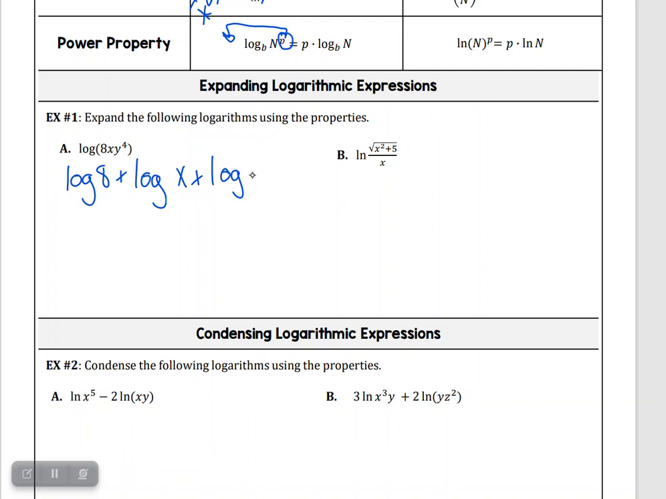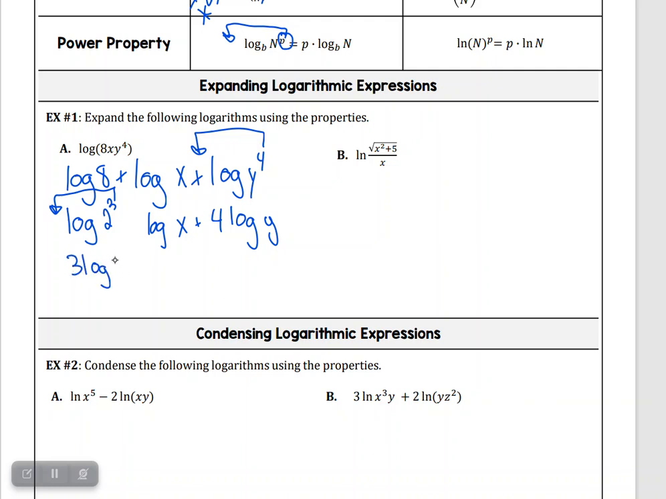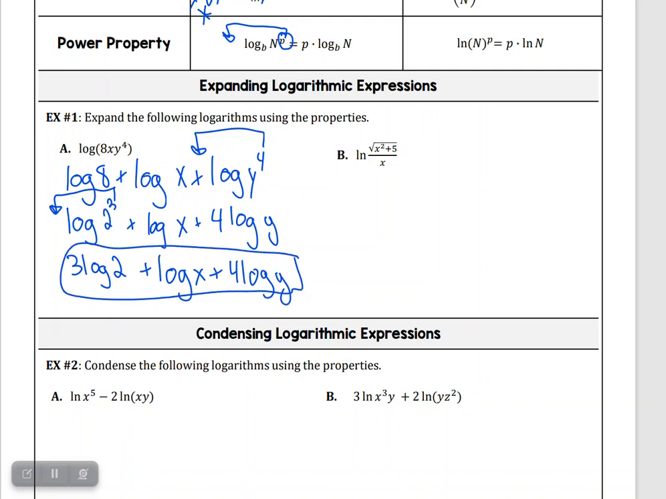Now, a couple other things I'm going to do: this 4 is an exponent, so I'm going to move it out in front. So it's going to be 4 log of y. This log of x is going to stay the same. I'm also going to try to get that 8 into the lowest base, so this is going to become log base 2 of 3 because those mean the same thing. And as you can probably guess, I'm going to take that exponent and swing it to the front. So 3 log of 2 plus log of x plus 4 log of y is the expanded form of that.